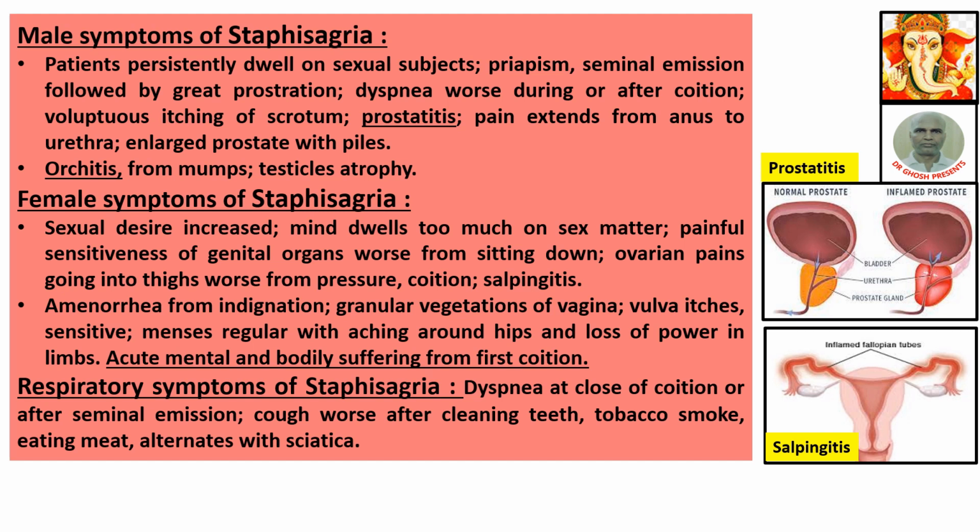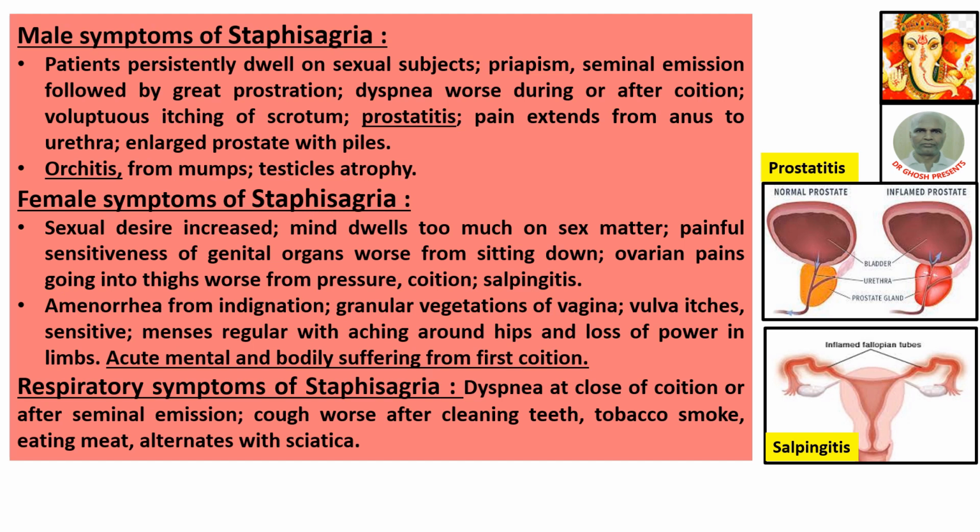Orchitis. Orchitis means inflammation of the testicles from mumps. You know, mumps and orchitis are interchangeable. In a person who is attacked with mumps, it may happen that mumps recedes and orchitis starts. That's why orchitis from mumps. Testicle atrophy, that is, testicle dried up.